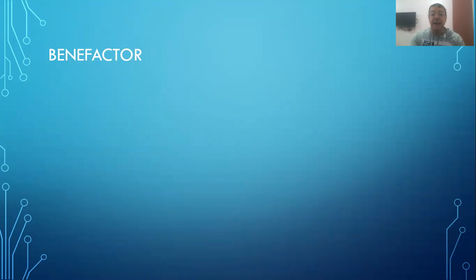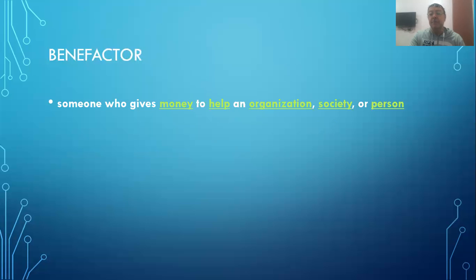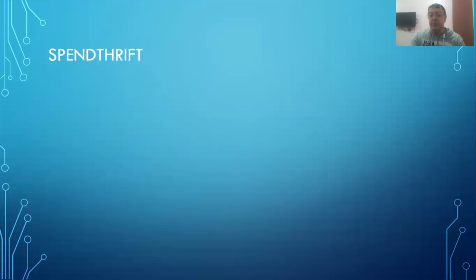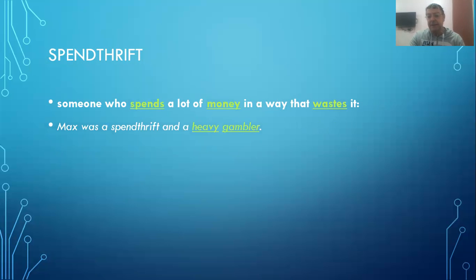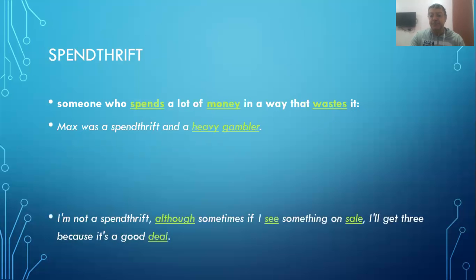Moving on. Benefactor is a noun meaning someone who gives money to help an organization, society, community, or a person. Okay? Another word, spendthrift. It's a noun meaning someone who spends a lot of money in a way that wastes it. Max was a spendthrift and a heavy gambler. So a spendthrift would mean somebody who spends his money unwisely and basically wasting it.